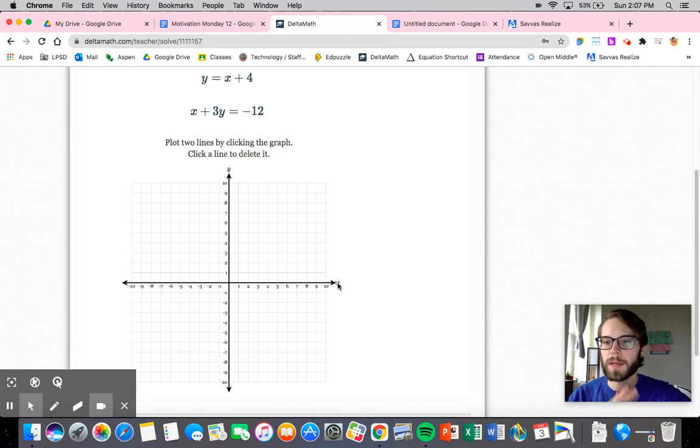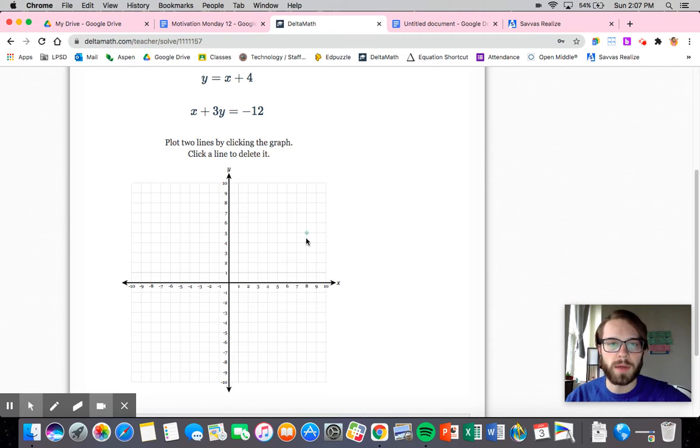Hi, everyone. Just wanted to take a moment to talk about how to solve a system of equations by graphing.